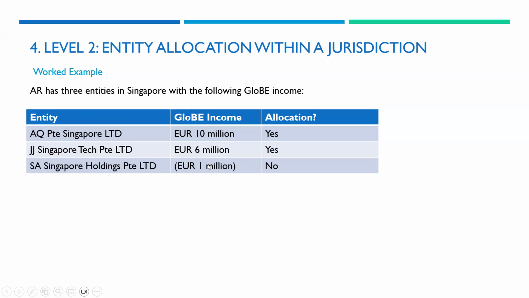Now I will distribute this top up tax, which is 349, into how many entities? Two or three? Yep, it is only going to be AQ and JJ. SA will not get because it is in a loss. So there won't be any allocation provided to a loss making entity. Yeah, true, absolutely. Now, how do I do that?